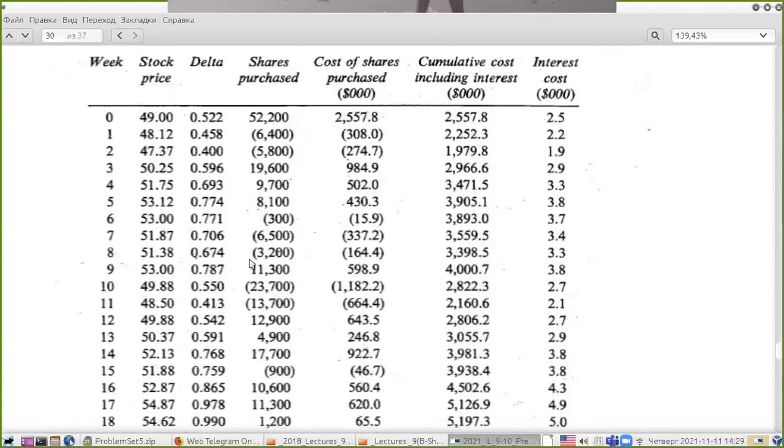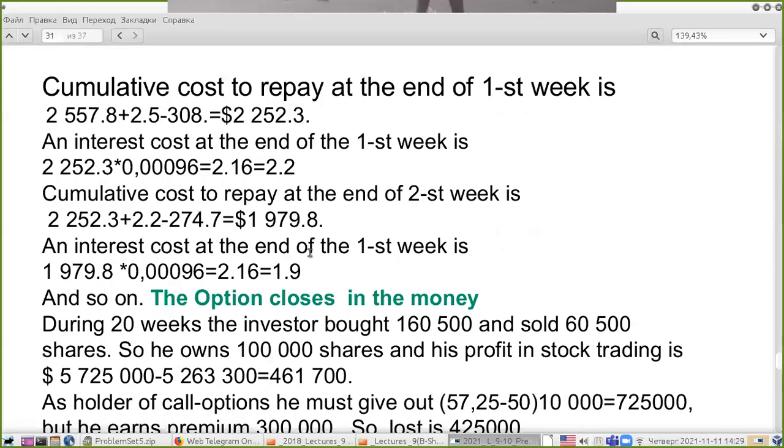And we can compute how much we buy and how much we sold stocks. So 52 plus 19 plus 9 plus 8 plus 11 plus 12 plus 4. So we should find the sum of all shares with plus, and after that all with minus. And the result is that during 20 weeks, the investor bought 160,1500 and sold this amount of shares. So at the end of the period, he owns 100,000 shares.